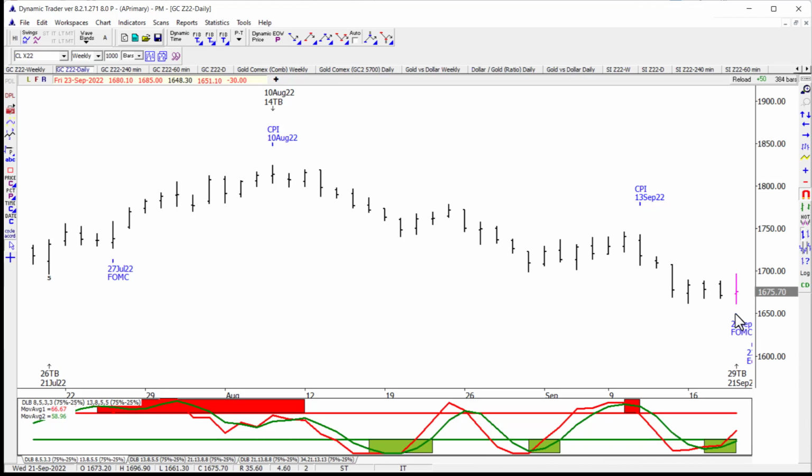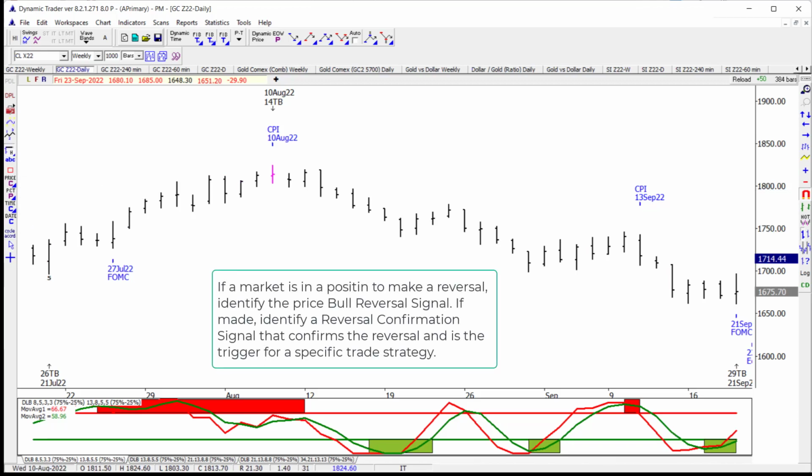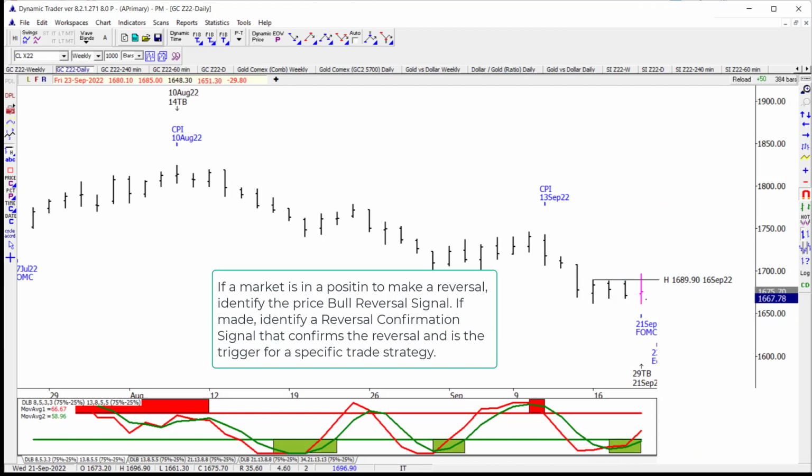Now we want a reversal confirmation signal. And that's what's really important. I really talk a lot about that in the trading course that we have available now. So what's a reversal confirmation signal? Well, it can be as simple as the next day making a higher close. That would be some follow through to this reversal day.